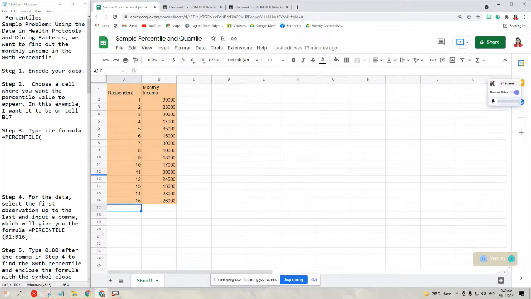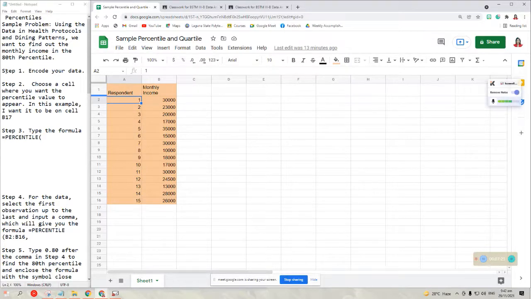So, this is the first step. Encode your data. So, nagawa ko na yung first step, na-encode ko na yung data ko dito. All you have to do is to copy the data from the BSHM and BSTM data sheet, health protocols, and dining patterns. Tapos i-paste nyo lang siya dito. Ako naglalagay pa rin ng respondents para alam ko kung ilan yung tao or ilan yung data na expected ko na i-compute niya. So that is step 1.